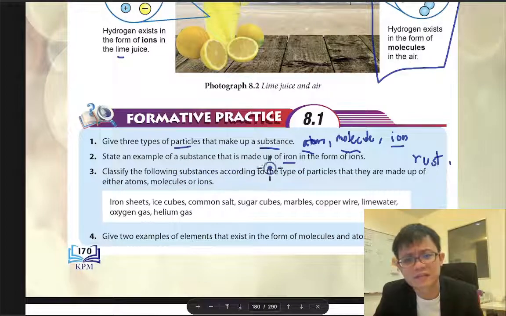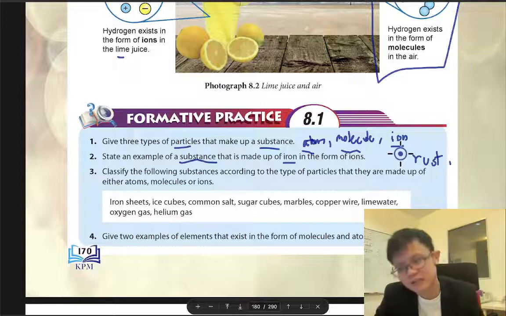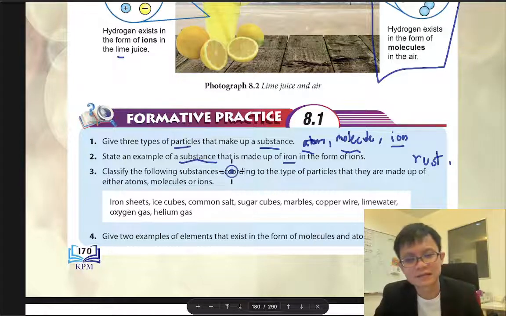Example of substance that is made up of ion. So I would say, because substance is a very subjective word. Substance we can say is iron oxide, we can say it's rust, we can say it's a metal. So when we use this word substance, it can mean many things. Anyway, the answer is rust, so I just write. This is the person that I think asked the question not that good.